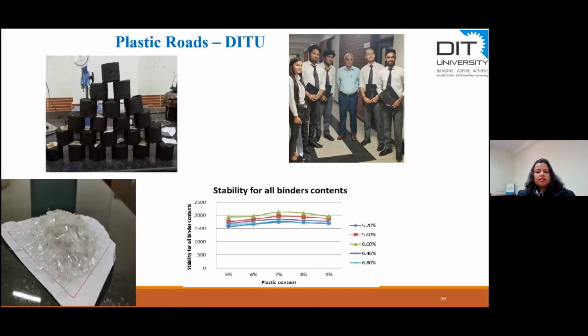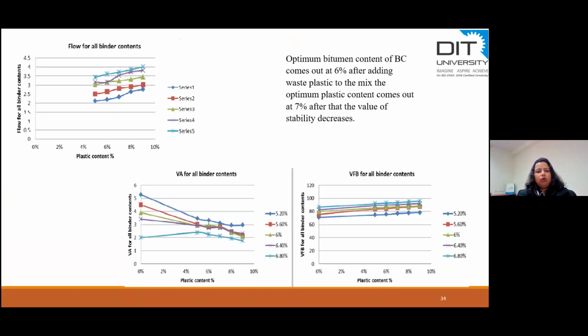We could see the stability for all binder contents. If you can see, the stability is higher for 6% bitumen content, which is in accordance with the studies that have been done earlier, 6 to 8%. Further, we did the flow parameter testing and the voids in aggregates and voids filled with bitumen, and in all of these we could see the performance at 6%. So we finalized that optimum binder could be 6%. And if we add the waste plastic to the mix, then you can raise it to 7%.